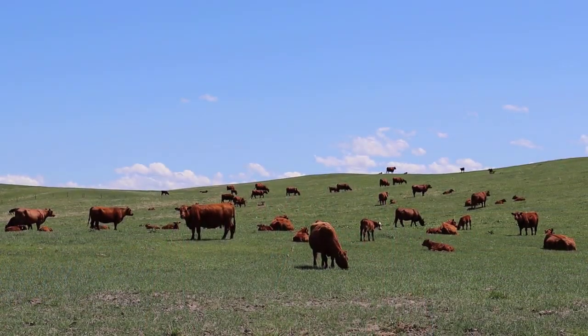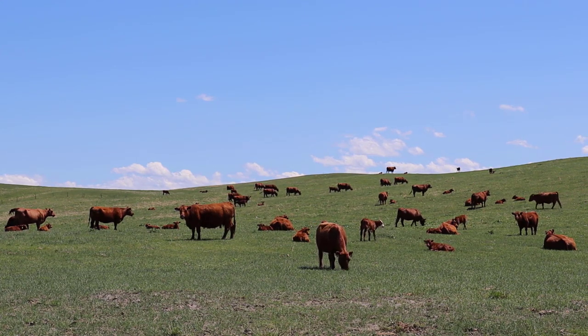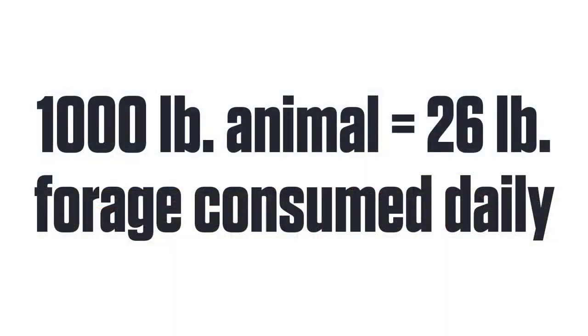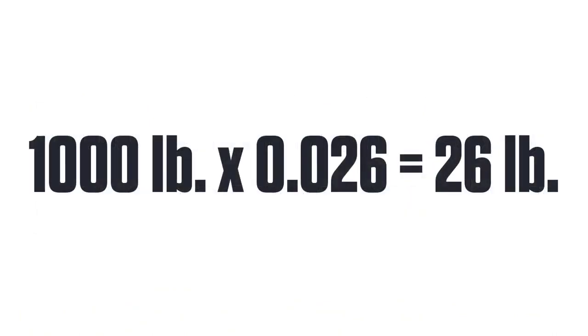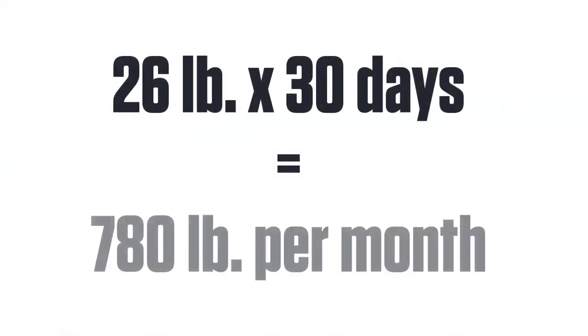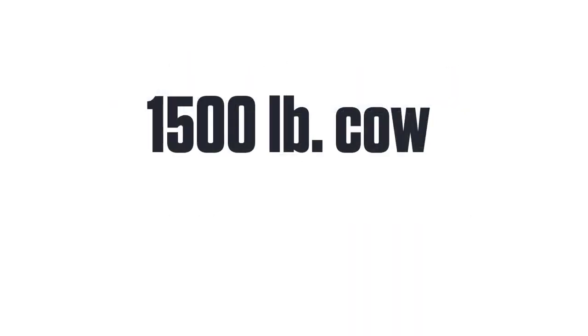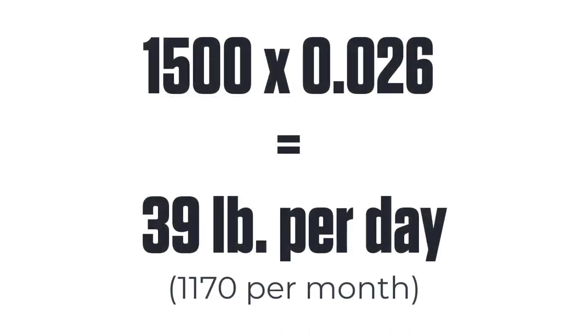Researchers estimate all grazing animals consume 2.6% of their body weight each day. So we just need to multiply the animal's weight by 2.6% to determine the forage demand. For example, a 1,000 pound animal consumes 26 pounds of forage each day. 1,000 pounds multiplied by 0.026. If we multiply this by 30 days, we can estimate a 1,000 pound animal consumes about 780 pounds of forage each month. If your cows average 1,500 pounds, multiply 1,500 by 0.026 to get 39 pounds of daily forage consumption.